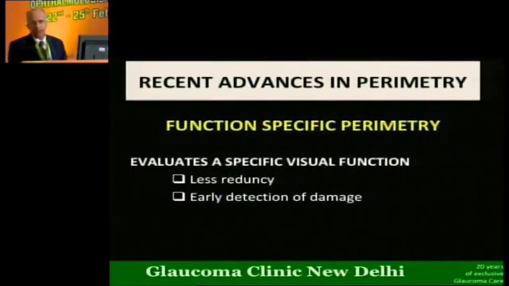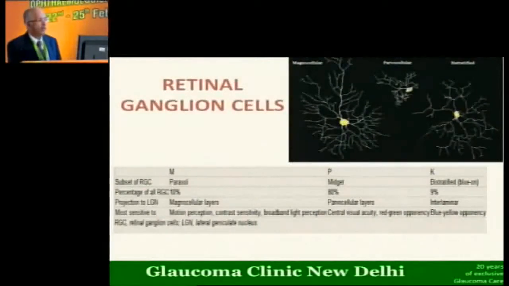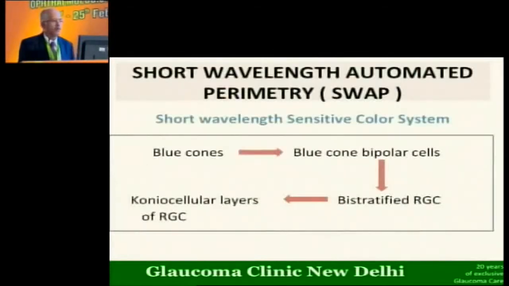So there are lots of types of ganglion cells. Progressive damage to the ganglion cells eventually goes on to manifest as a functional field loss. Can we target specific ganglion cells so that the disease can be picked up earlier? So we're looking at the magnocellular, the parvocellular, and the koniocellular variety of the retinal ganglion cells.